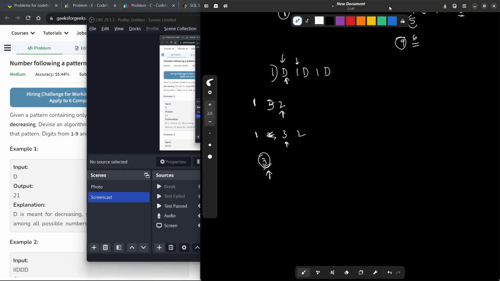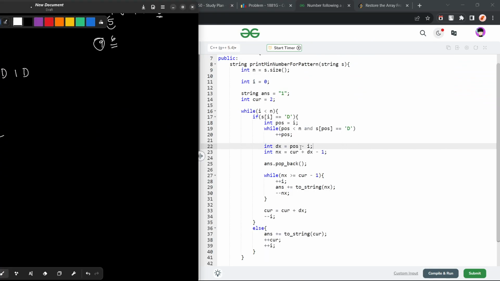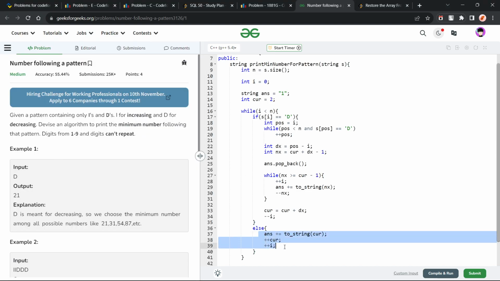If I just take it here, you can see that what I'm initially trying to do is, whenever I encounter an I, I have started my answer with one, the smallest number possible. I encounter an I, so I'm going to increment my next number. Again I encounter an I, I increment my next number. This is the thought process that I'm carrying out here.